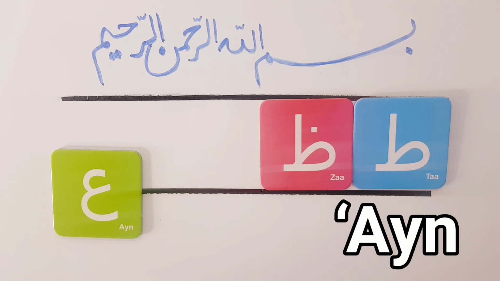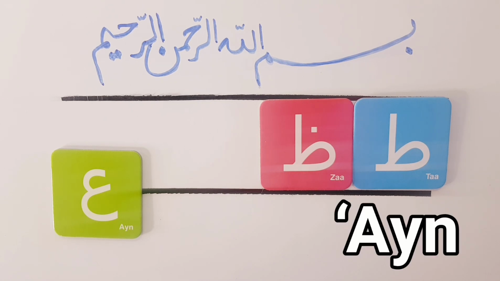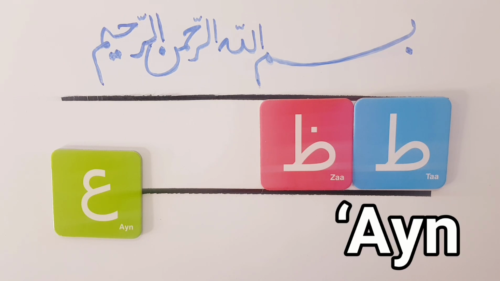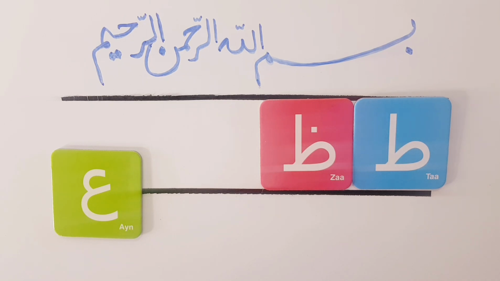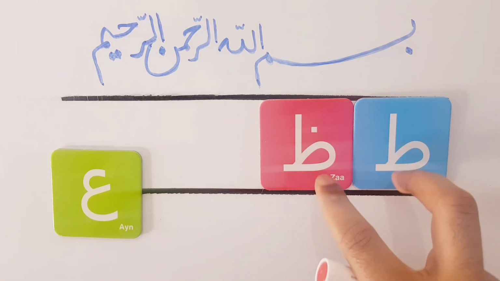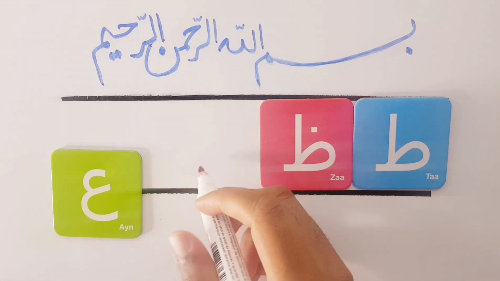Ayn. Ayn. Ayn. Ayn. Ayn. In terms of writing, as you can see, this is from the drop down letters, and these 2 are from the high rise letters. We're going to jot them down in the book, inshallah.